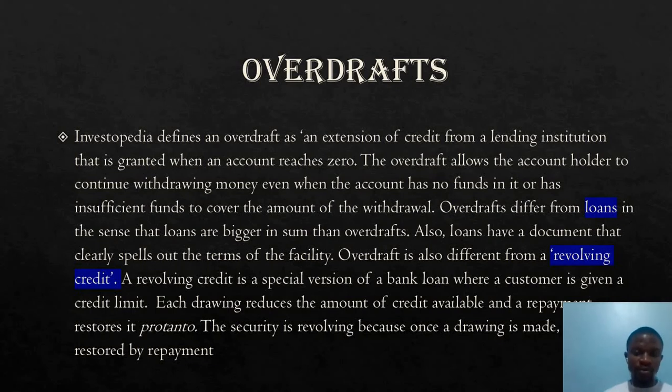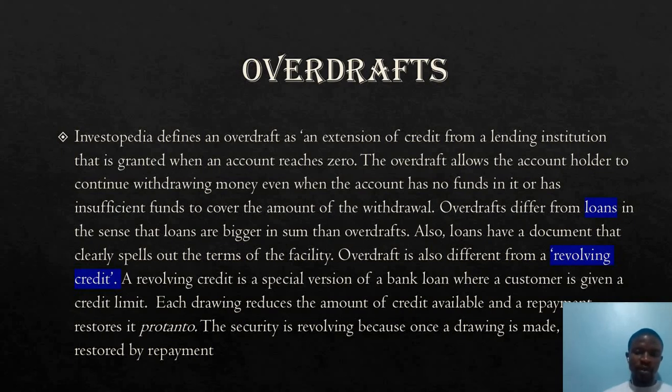Whenever you draw on that revolving credit, it reduces. When you pay it back, it goes back to what it is. So if the bank gives you 2,000 naira as a revolving credit, you spend 1,500 out of it, you now have a 500 naira revolving credit remaining. If you pay back the money, your credit limit also increases. That is different from an overdraft. An overdraft is when there is nothing in your bank account. You've been spending money and the bank gives you further extension of credit, allows you to continue taking money from it.